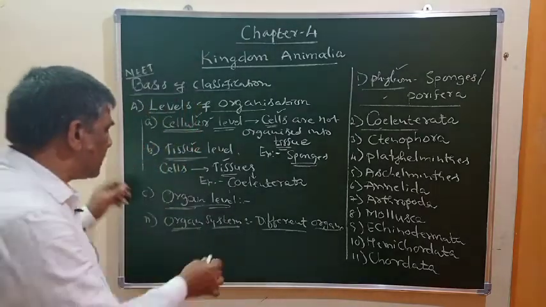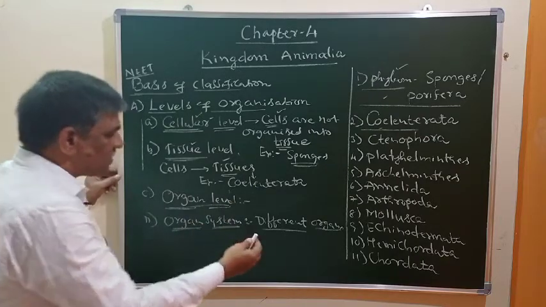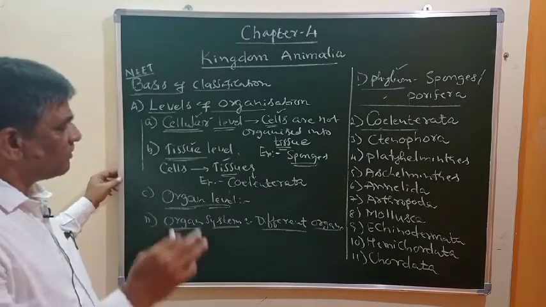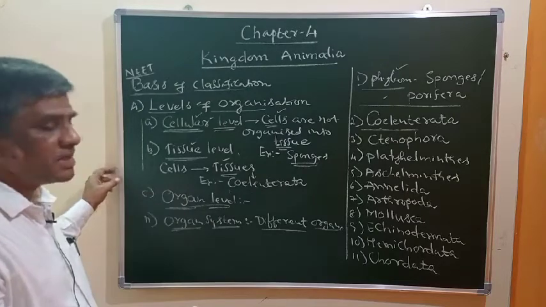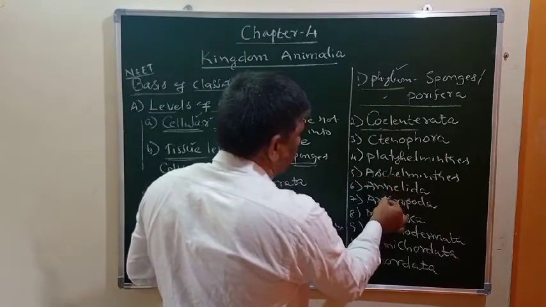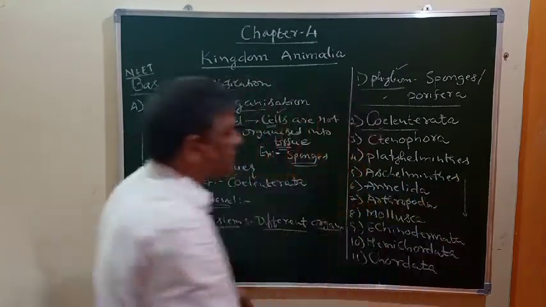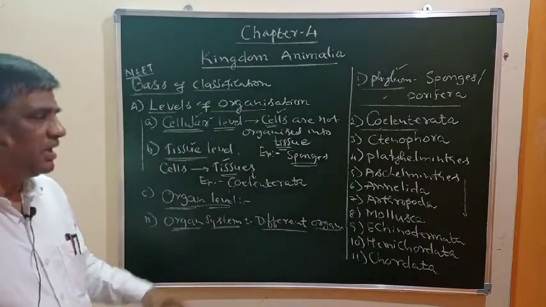That is what we call an organ system. This organ system is present in all higher organisms from Aschelminthes onwards: Aschelminthes, Annelida, Arthropoda. All these organisms have this organ system level of organization.